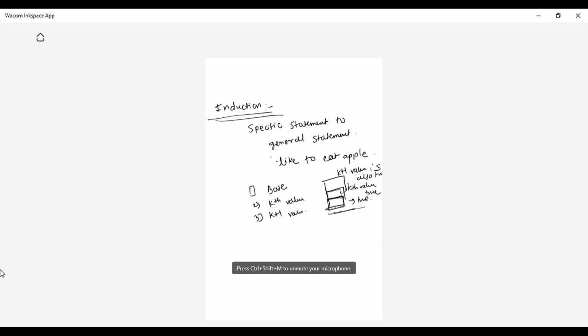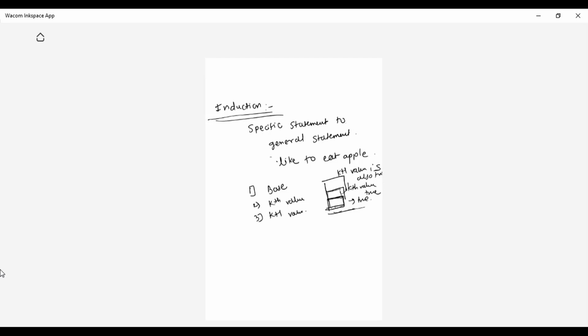So basically you will have three parts. The first part would be the base. Then next to the base you will have a kth value. Next to the kth value you will have a k plus 1th value. You're saying that the base is true, and that the kth value is true. And if the base is true and the kth value is true, then you're going to say that the k plus 1th value is also true. That is a proof. That is the proof that you are going to solve in mathematical induction.